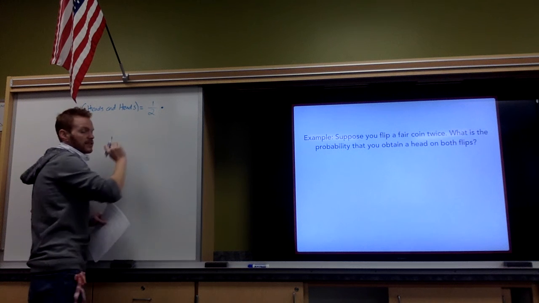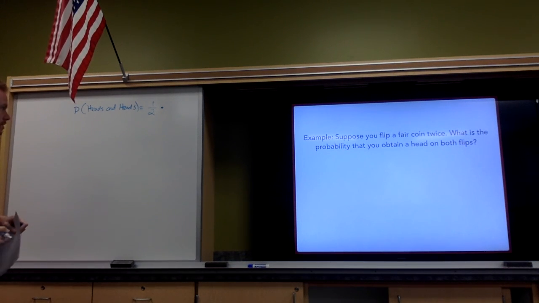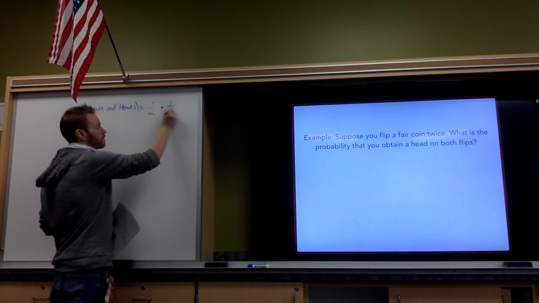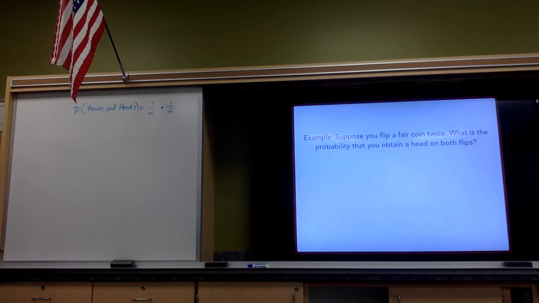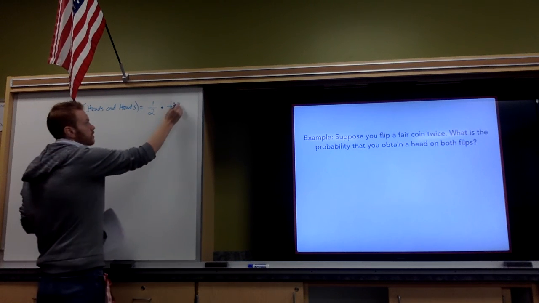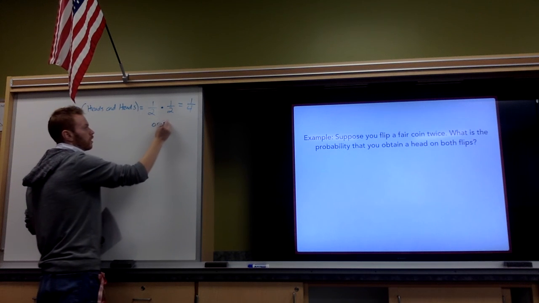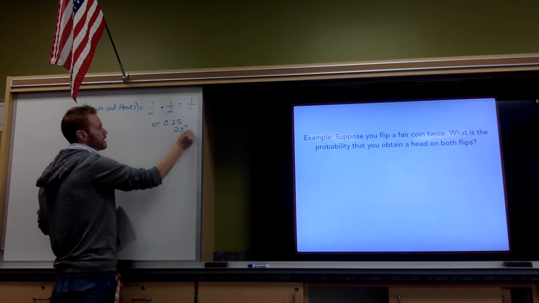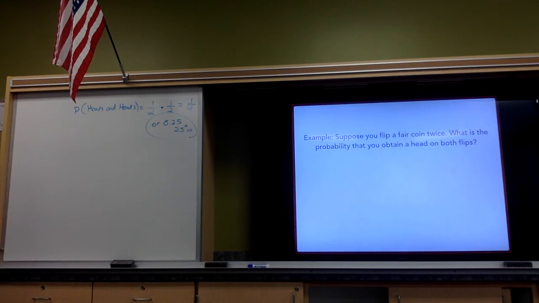Times. Now, let's say that happened. Let's say you actually got heads the first time. What are the odds of you getting heads the second time? It's still the same, right? 1 out of 2. I want these both to happen, so we multiply. So we multiply those two together. We get a fourth, 0.25, which is 25%. So many different ways of writing this. The decimal version and the percentage.